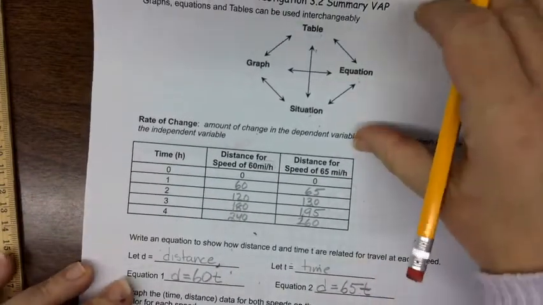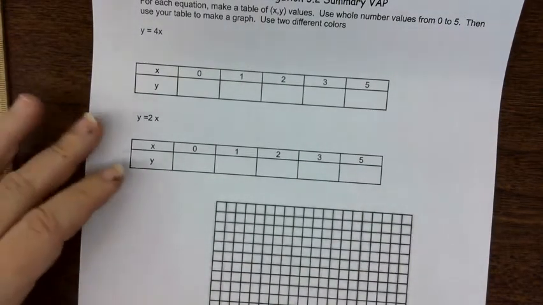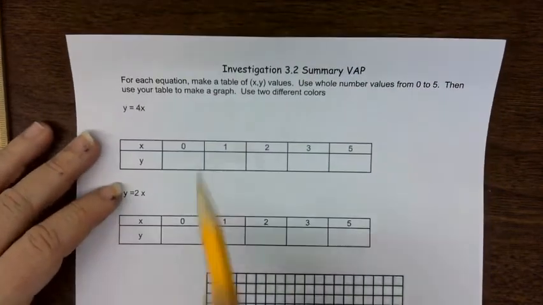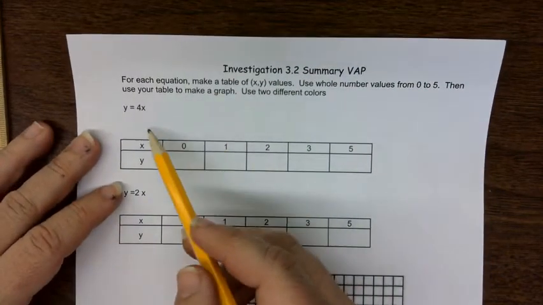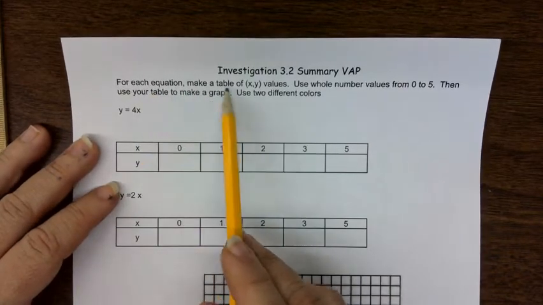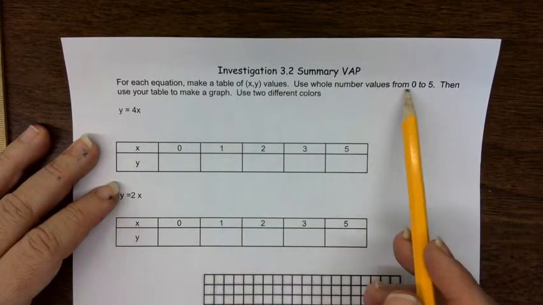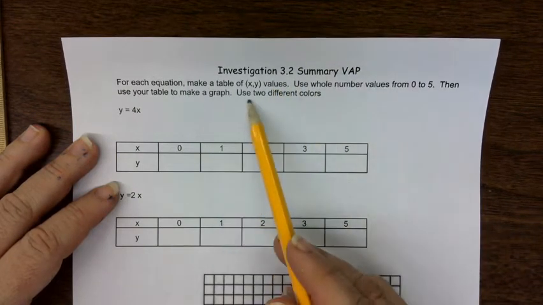Let's take a look now at the next page. So now again, remember that relationship that we can go from equation to table to graph, but this time, or graph to table to equation, this time we're going to start with our equation. For each equation, make a table of x, y values, the whole number of values from 0 to 5, then use your table to make a graph.